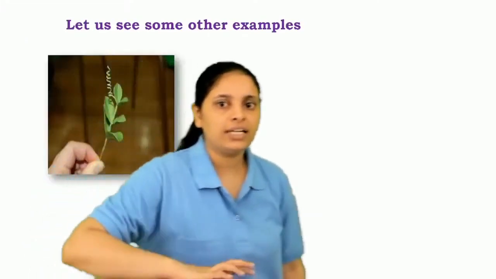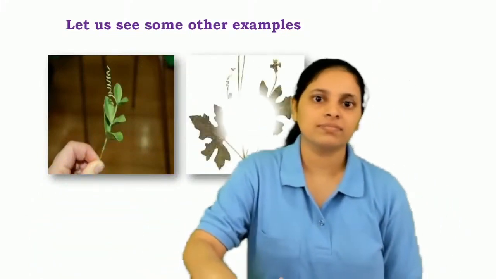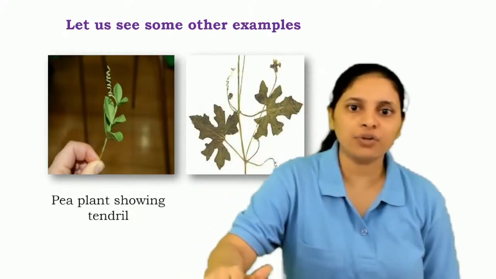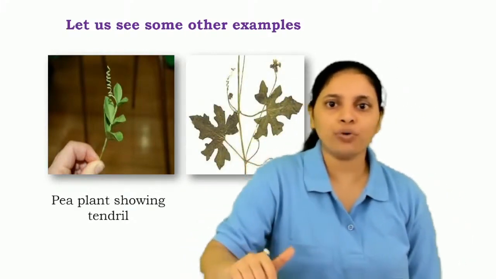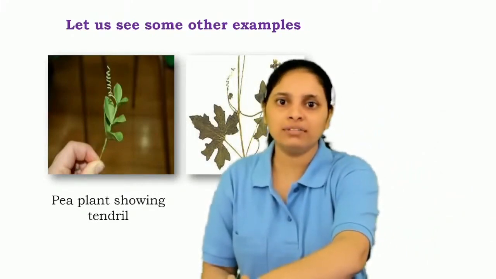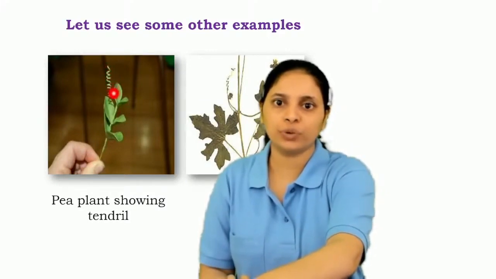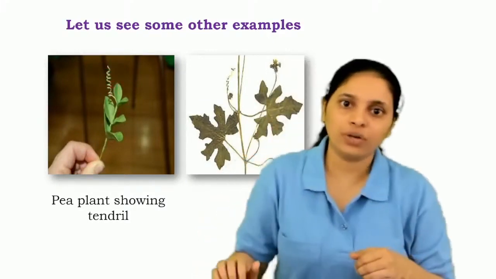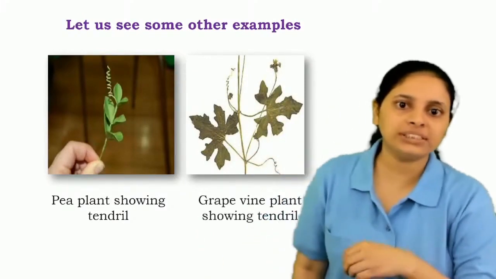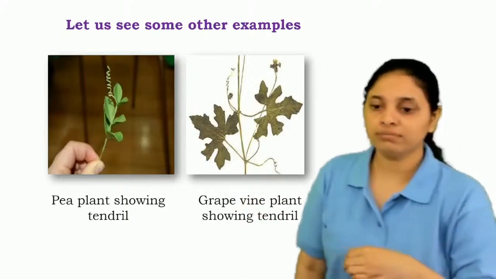Okay, let us see some more examples. Tropic movements के कुछ और examples देख लेते हैं. Now here you can see pea plant showing this coil like structure. ये दिख रहा है? ऐसा pea plant में होता है ना? ये देखो diagram में सब लोग, ये ऐसे coiled structure जो है, this is a tendril. Also here next diagram जो है, here also you can see a grapevine. Right, the plant which is showing tendril.